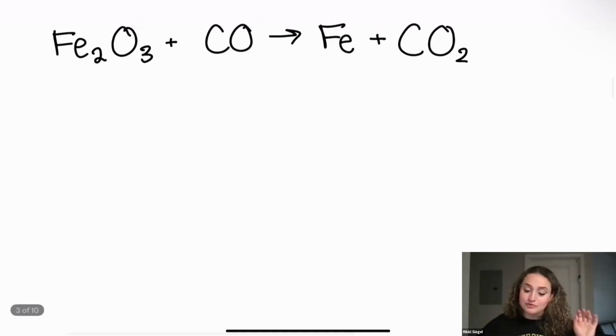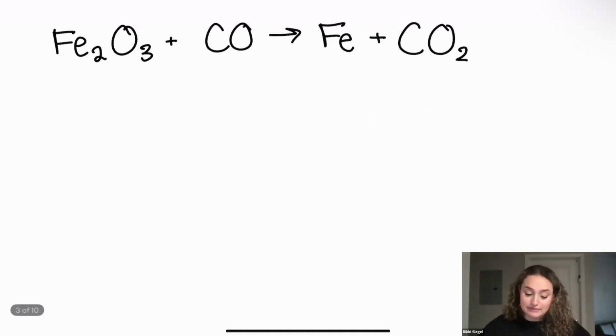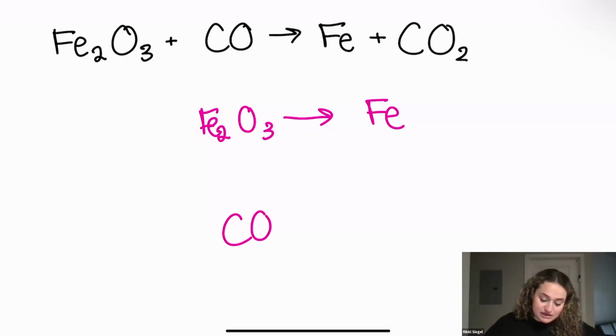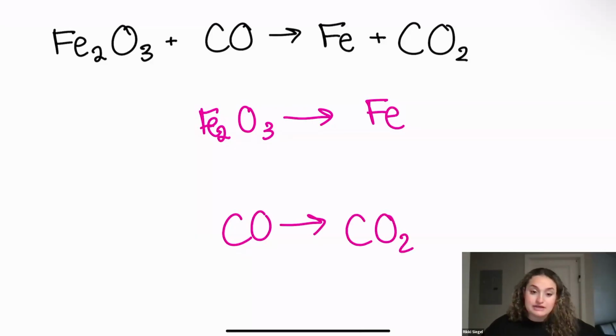Alrighty, for our last example, we're just going to follow the exact same 4 steps. So step 1, we break them into its half reactions, Fe2O3 to Fe, then we have CO to CO2. Step 2, balance all of your atoms. So in that first one, do we have the same amount of irons on each side? No, I need to multiply this by 2. Okay, now we balance oxygens. Do I have the same amount of oxygens on each side? No, I need to add 3 oxygens over here. How do I do that? By adding 3 H2Os.